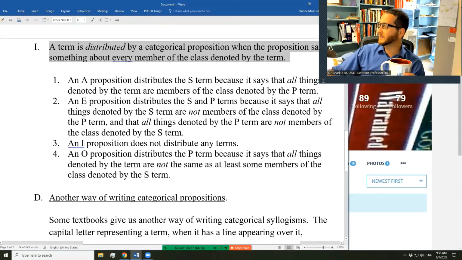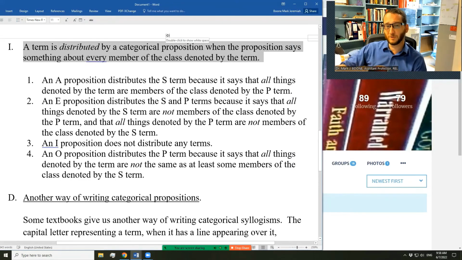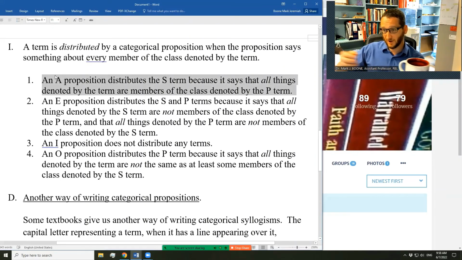Let me think. Is this going to come up? Yes, I think this will come up in maybe our final method in this unit of testing arguments for validity. A term is distributed by a categorical proposition when the proposition says something about every member of the class denoted by the term. And that means an A proposition distributes its S term because it says that all things denoted by the S term are members of the class denoted by the P term.